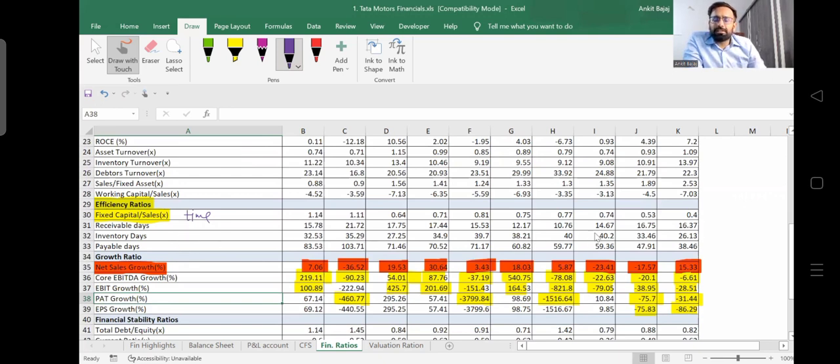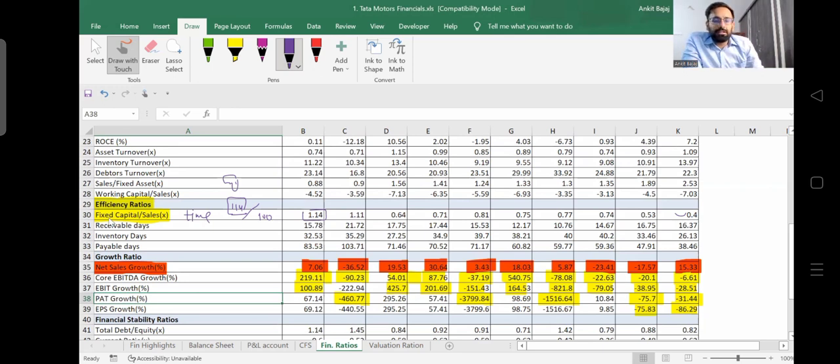If you see fixed capital versus sales, it was 0.04 in year 2012, and in the current year it is 1.14, which shows that if the company's sales is 100 crore, the company's fixed capital is 114 crore. It means the company has invested more as compared to its sales. If the fixed capital to sales ratio is greater than 1, it shows that the company is not working efficiently. The company has invested more money and is not able to generate that much revenue. Most probably in the case of a manufacturing company, you will find these situations.